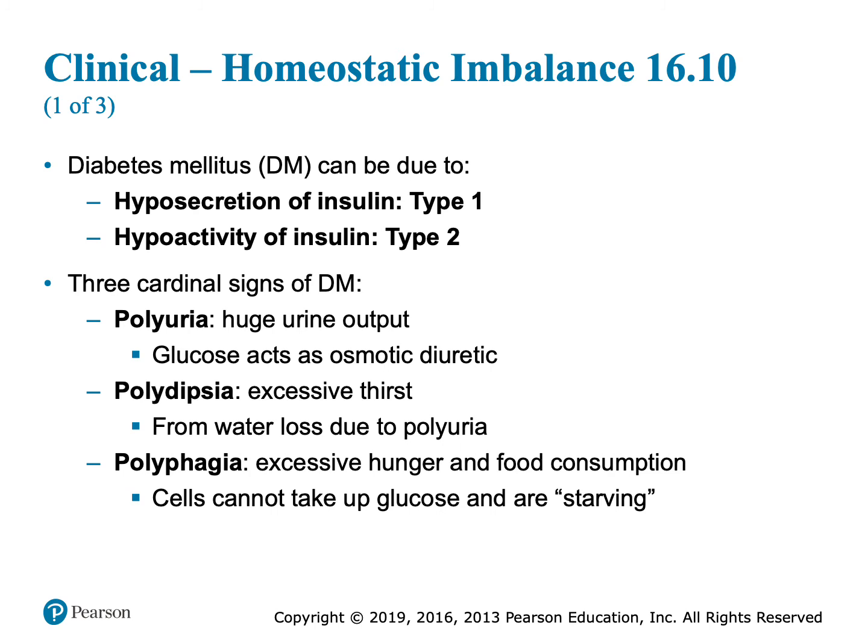Polydipsia. Polyphagia. So you've eaten and all this sugar is floating around in your blood, but it's not getting into your cells. And so your brain's like, I need some food because my cells don't have any sugar. So I can't make any ATP, or not much. You're going to make some. Polyphagia is increase in food consumption.